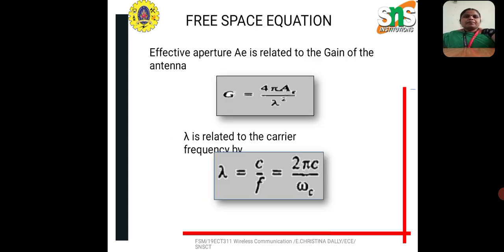So this is an activity. And the next one, we are going to see the free space equation. The effective aperture, Ae, is related to the gain of the antenna: G = 4 pi Ae divided by lambda squared. Lambda relates to the carrier frequency: lambda = c by f. If we substitute the value, we get 2 pi c divided by omega c, where omega = 2 pi f. Substituting the equation, we get the value 2 pi c.